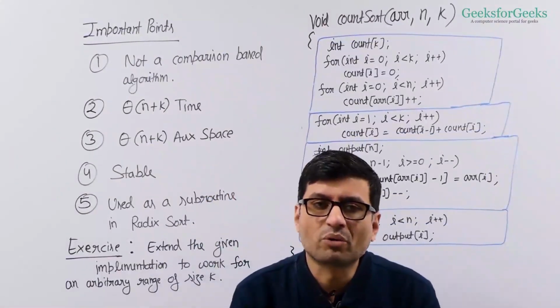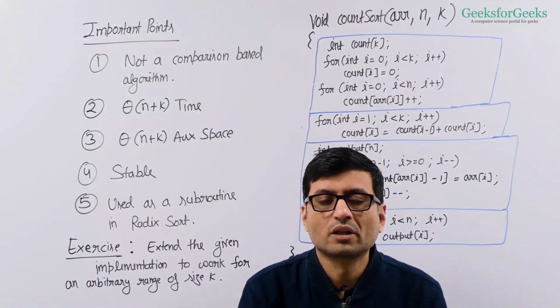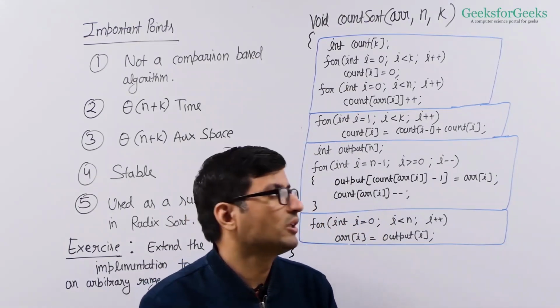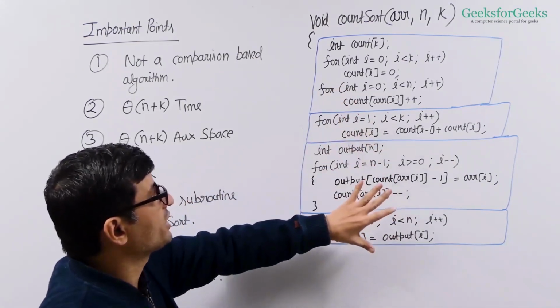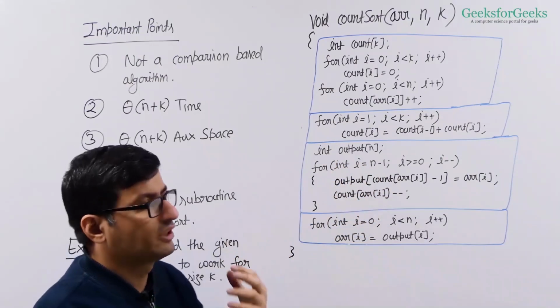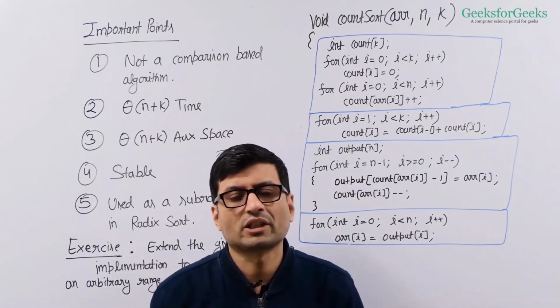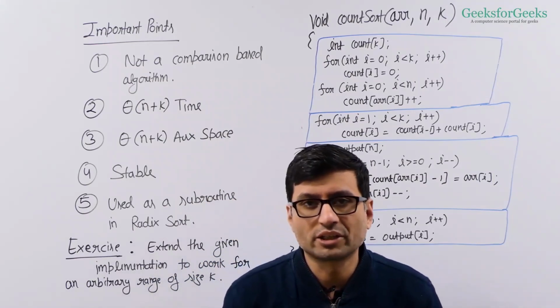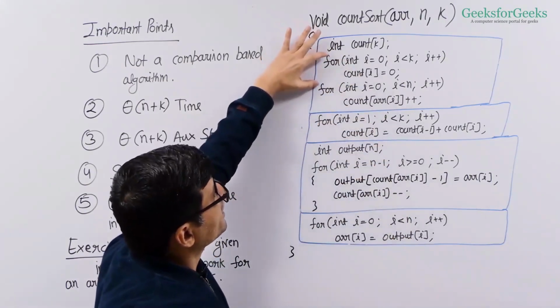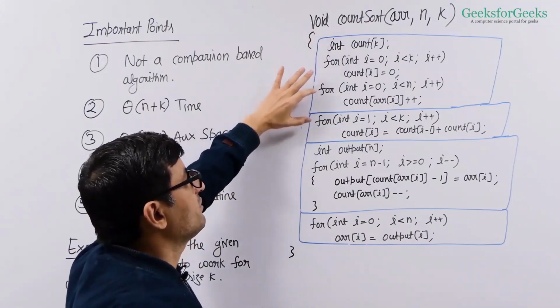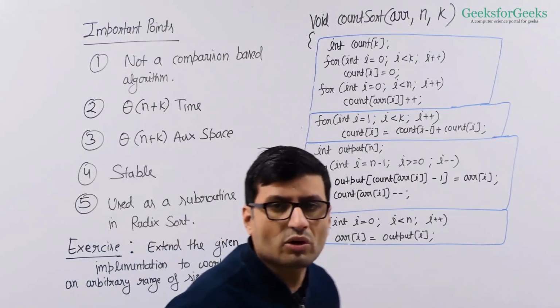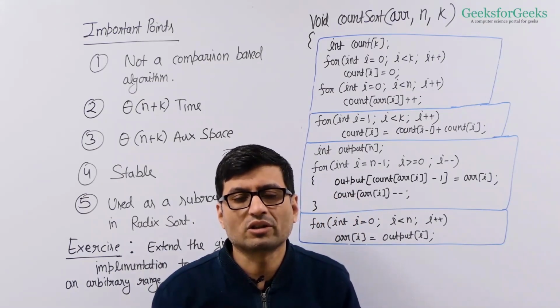Let us now see some important points about counting sort. The first thing is, it's not a comparison-based sorting algorithm. If you take a look at this implementation, we never compare array items like we do in comparison-based sorting algorithms. The next thing is, it takes theta n plus k time. The first part takes theta k time, then theta n, then theta k, then theta n, and then again theta n. So overall, it's a theta n plus k algorithm.